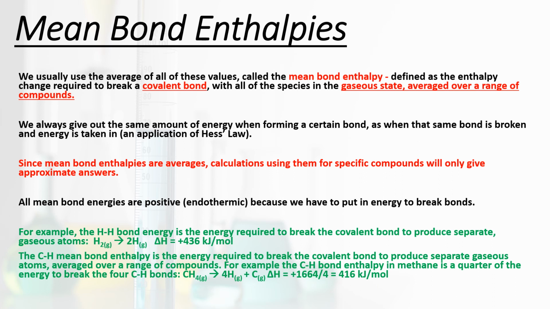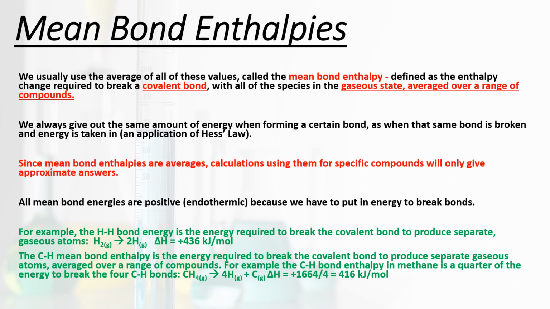Actually, this is an application of Hess's law. It's the idea that we can't create or destroy energy, our first principle of thermodynamics. Now, since mean bond enthalpies are averages, if we use them for calculations on a specific compound, it will only give us the approximate answer.